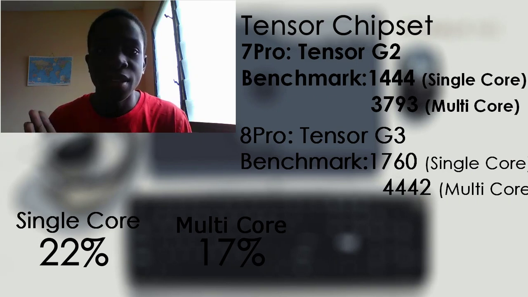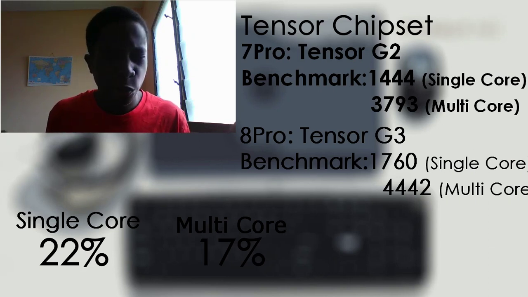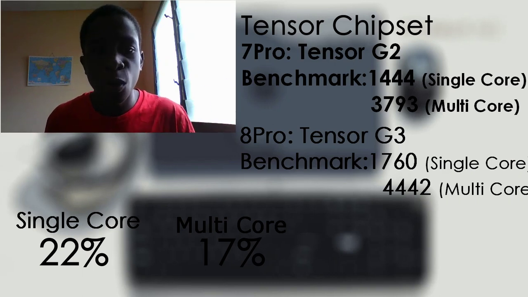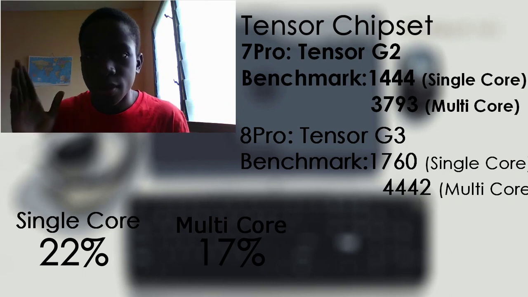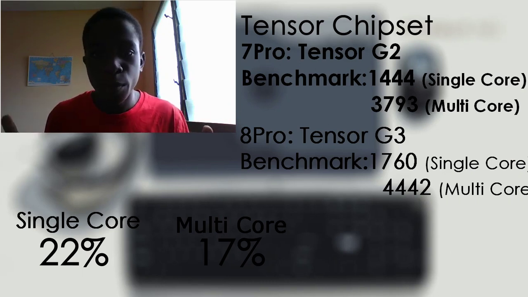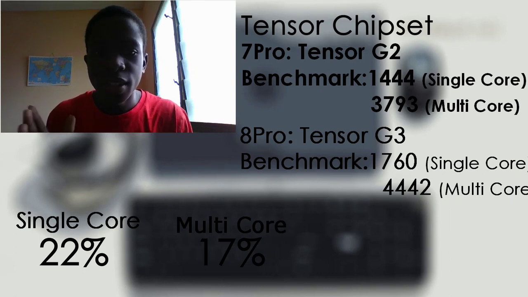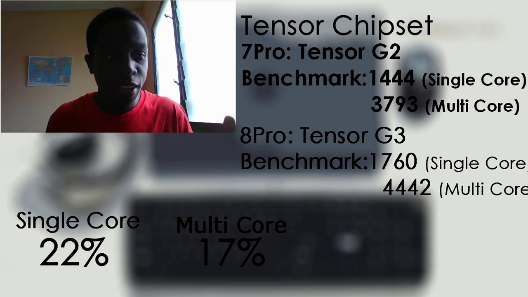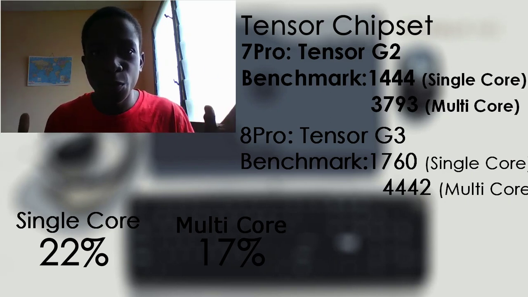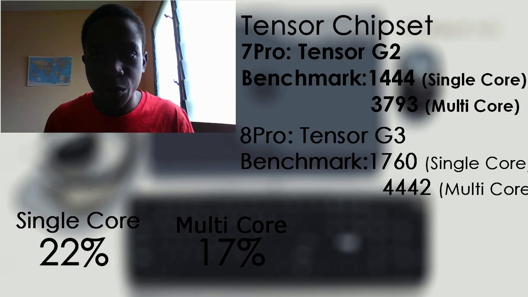Look, these numbers are so small when you look at it this way, comparing it to its predecessor. I mean, 22% in single core processing for the Tensor G3 chip, and 17% for multi-core processing. These are not encouraging numbers for me, right? I don't know about you personally, but at least they are improving, but it's not too big of an improvement. We're expecting more from this, right?